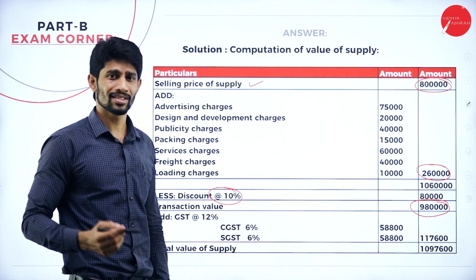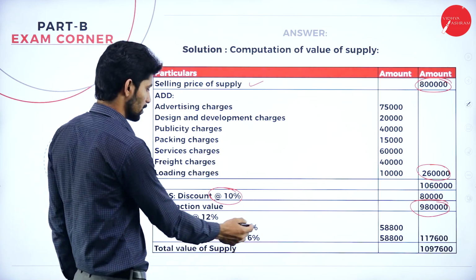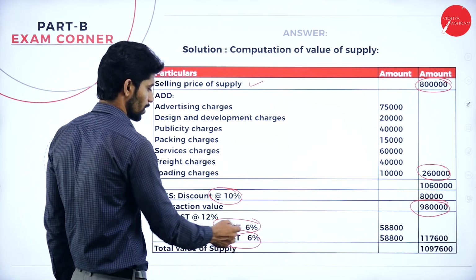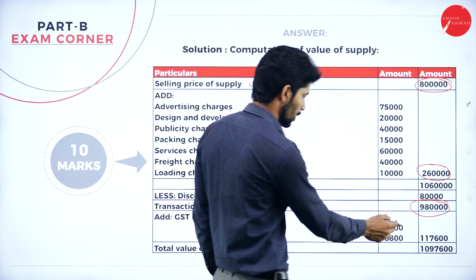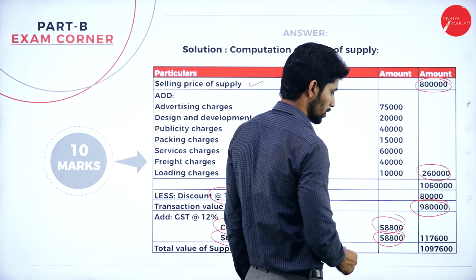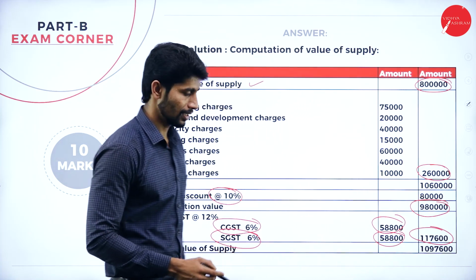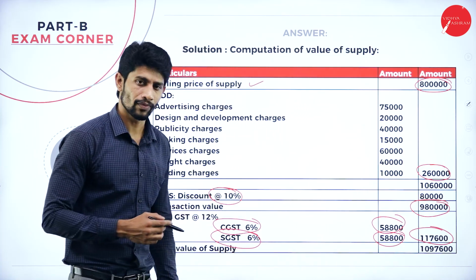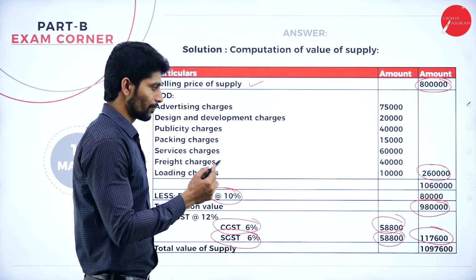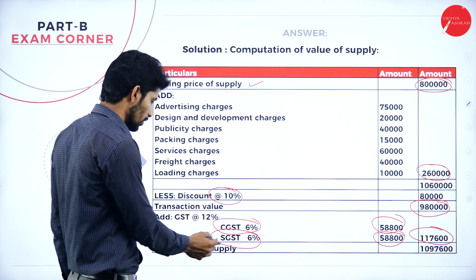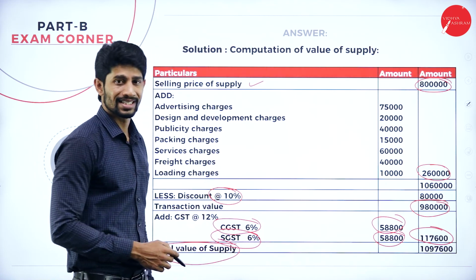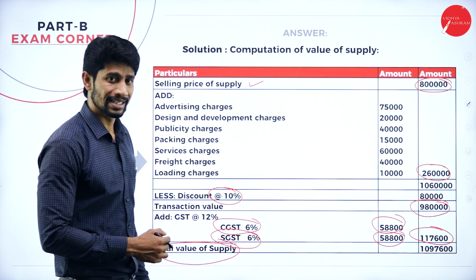So now compute the GST at 12%. So CGST 6%, SGST 6%. So 58,800, 58,800. Totally it is 1,17,600. So add it with the transaction value, you will get 10,97,600. That is called the total value of supply.